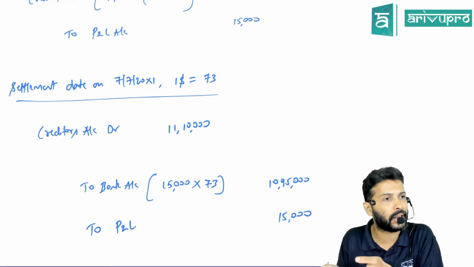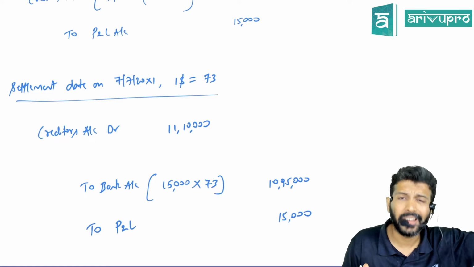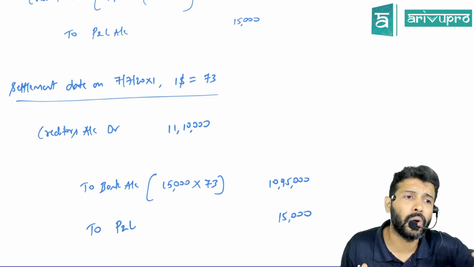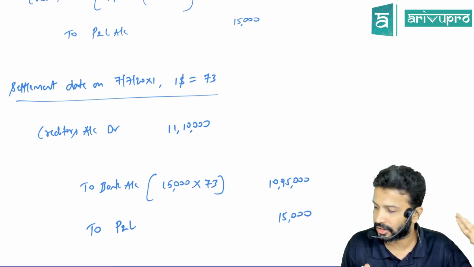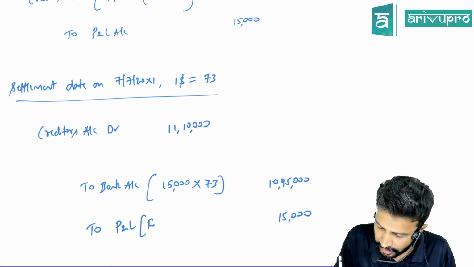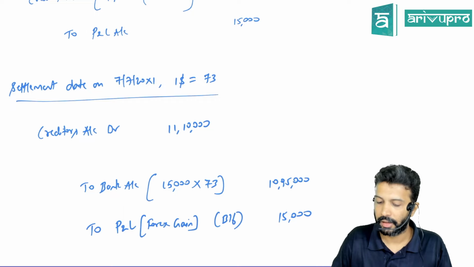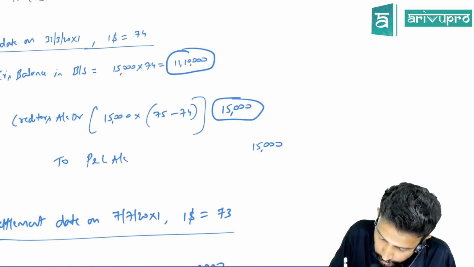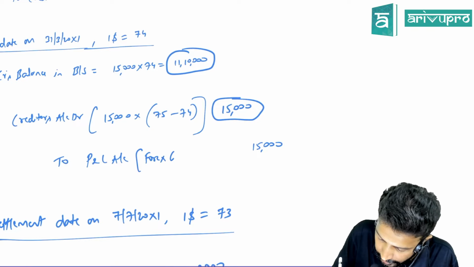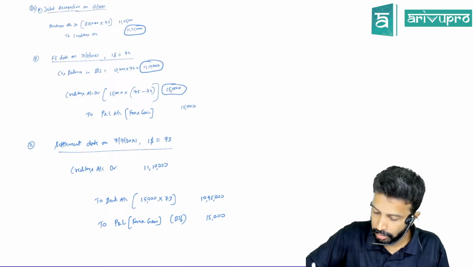Instead of directly writing P&L, you can also credit the foreign exchange difference account and then debit the foreign exchange difference account to P&L. Like that also you can pass it as a separate entry, or directly credit P&L, it should be fine. So this P&L is nothing but your forex gain arrived as a balancing figure. In the previous case also it's a forex gain itself. That's all. Problem over.